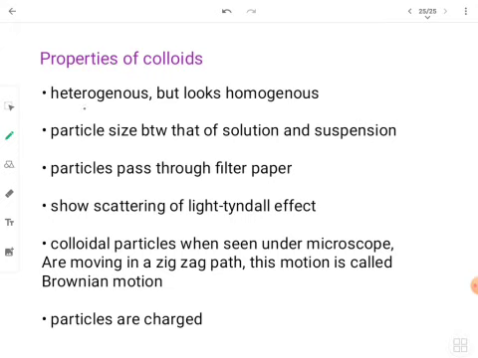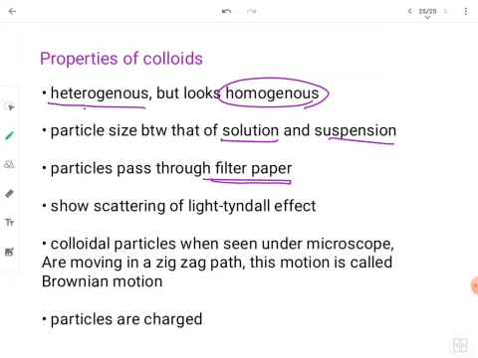First one is that it is actually heterogeneous but it looks homogeneous. As I just showed you the picture of milk in water, it was looking uniform throughout, but actually it is not. The particle size is bigger than a solution but smaller than a suspension. The particles can pass through the filter paper, so it means you cannot separate them using a filter paper. Now it can show the scattering of light and that effect is known as the Tyndall effect.